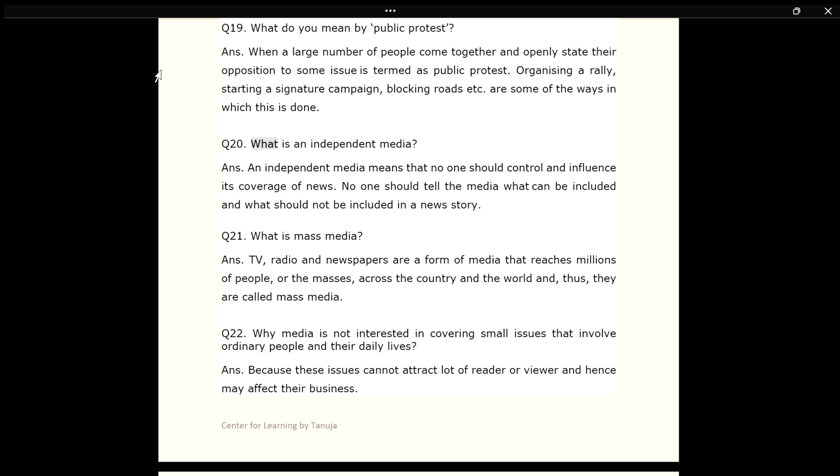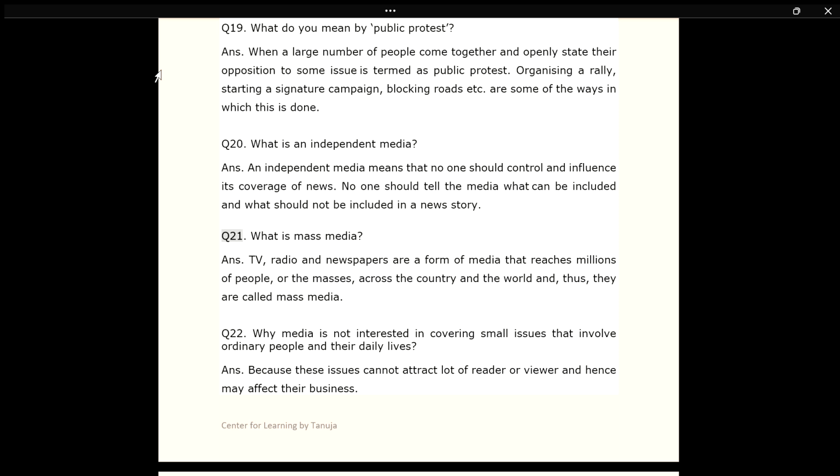Q20. What is an independent media? Ans. An independent media means that no one should control and influence its coverage of news. No one should tell the media what can be included and what should not be included in a news story.